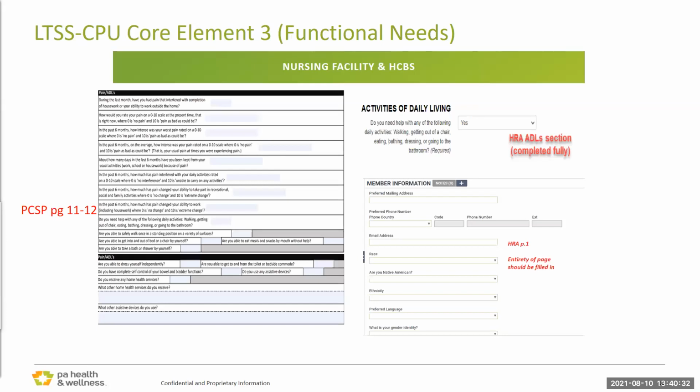All right. So under nursing facility and HCBS, you'll both document it. Here on the PCSP on pages 11 and 12 under the pain and ADL section, there will be several questions specific to some of the activities of daily living and whether the participant can actually perform those activities of daily living. The same can be said over here to the right. This is a screenshot of the health risk assessment. This is, of course, going to look slightly different in the portal versus TrueCare, but the content is the same. So the activities of daily living section, and some of the member information section, will meet this element. Next slide.